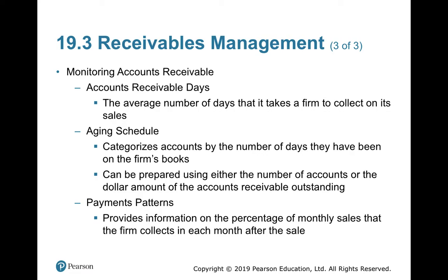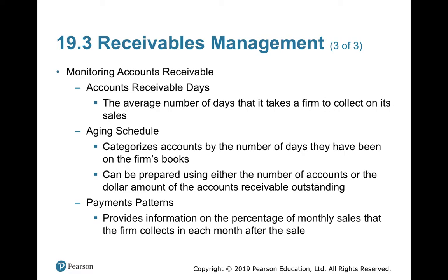Next is an important one, aging schedule. This is a kind of schedule you can prepare for your accounts receivable, either on the basis of number of days they have taken on the firm's book value, or number of accounts, or the dollar amount. So aging schedule is a kind of summary table in which you can know how many of our customers are paying within 10 days, how many within 20 days, 30 days, like that. You can fix slabs.